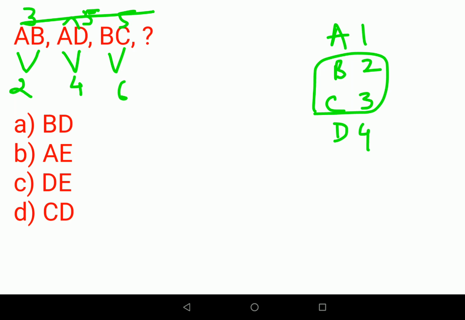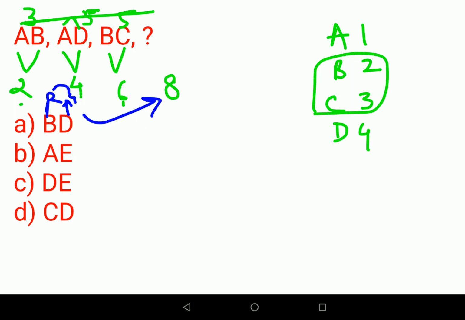So now what you're doing is 2 into 1, 2 into 2, 2 into 3. Next number would be 2 into 4, which should be 8. So let's see out of these which is getting you the right answer. Now B is what? 2. This is 4. So 2 into 4 gets you 8. So that is your right answer actually.